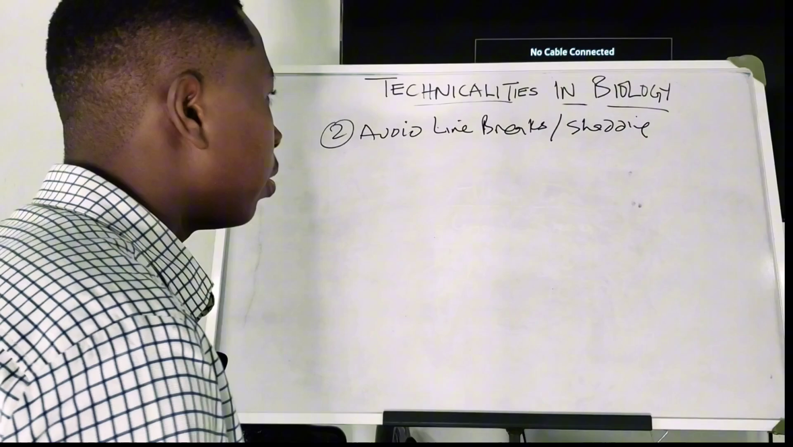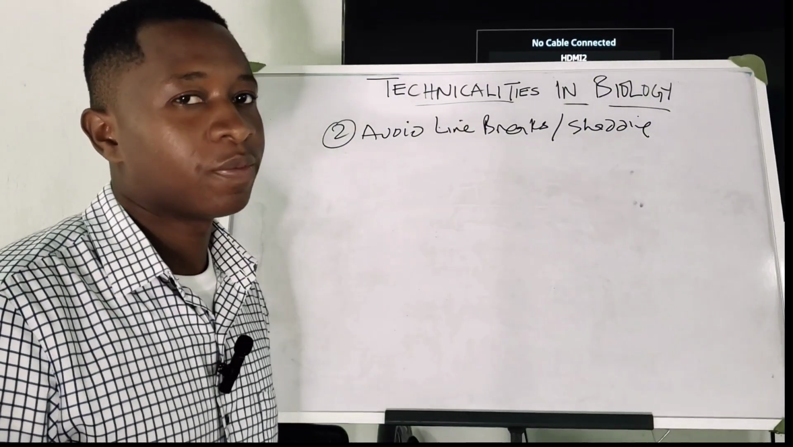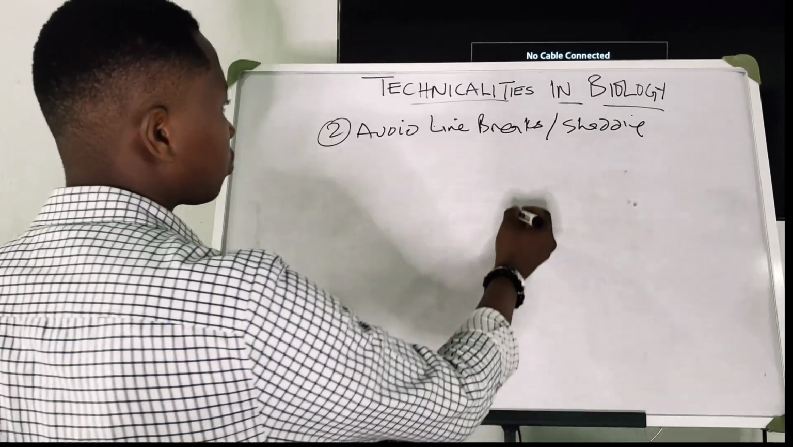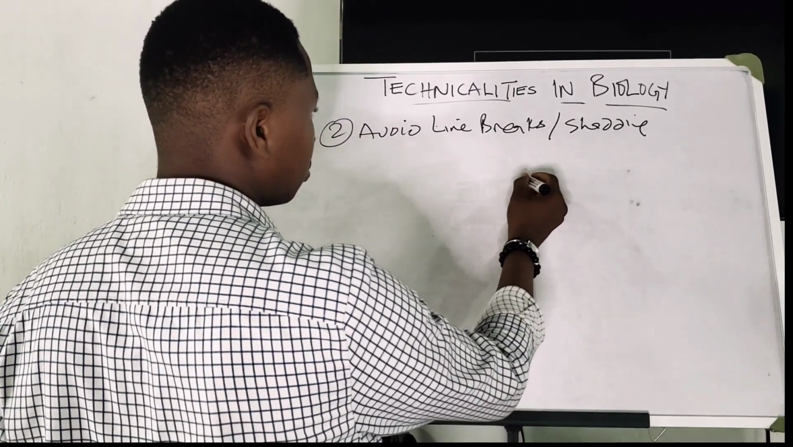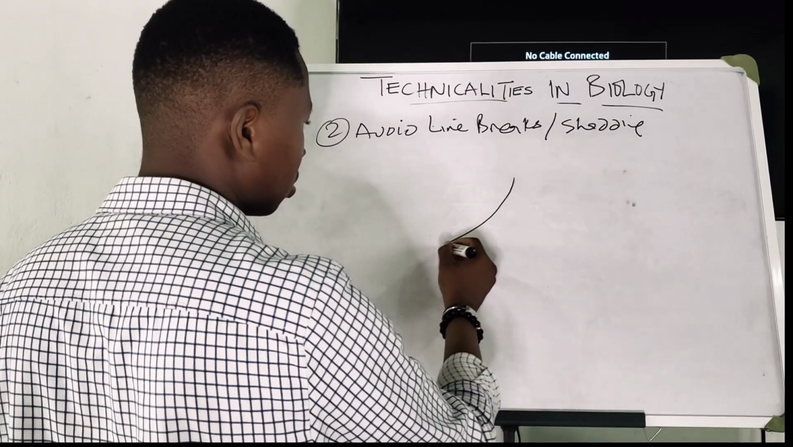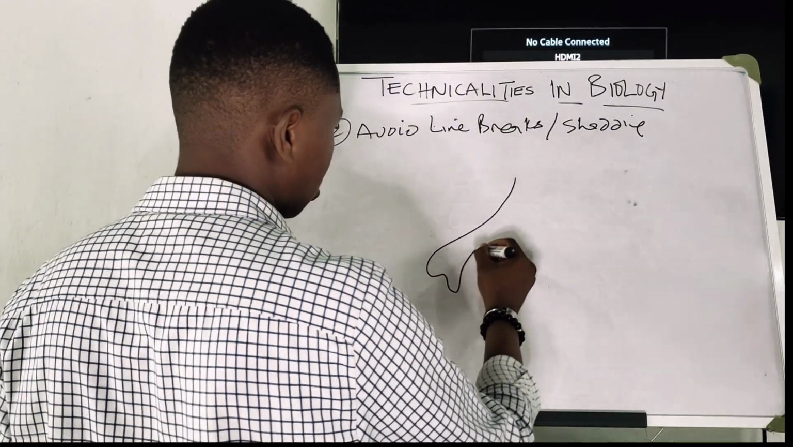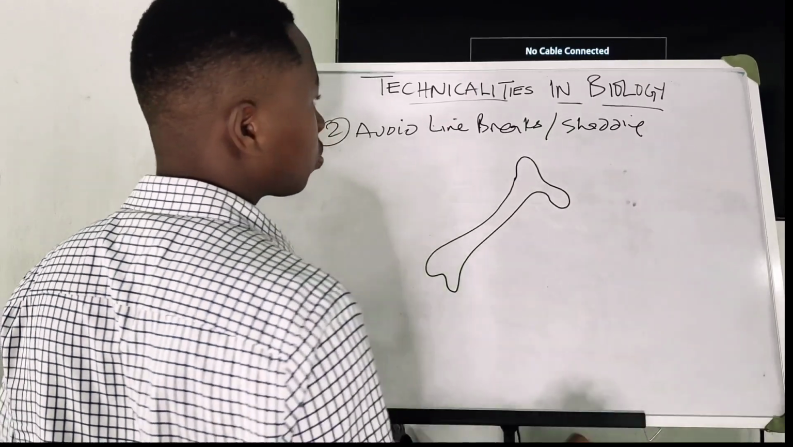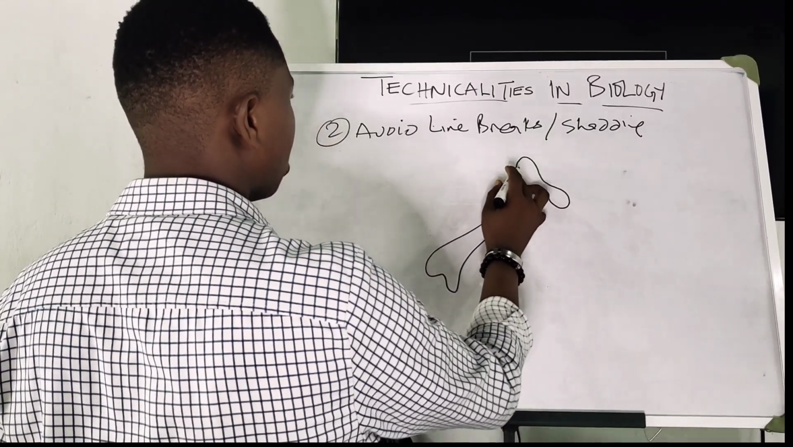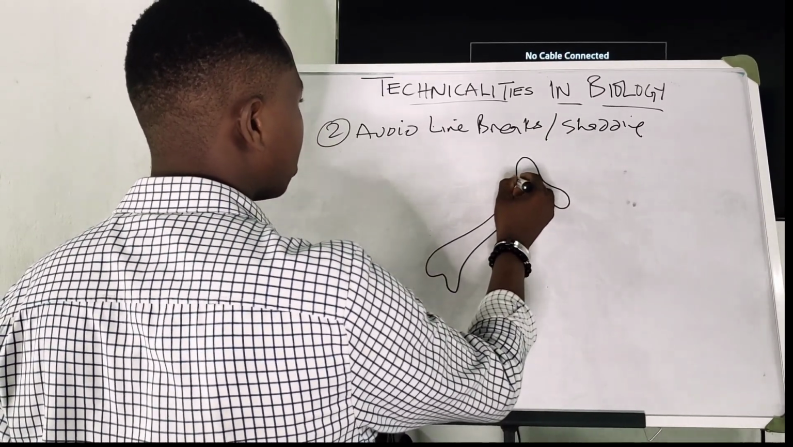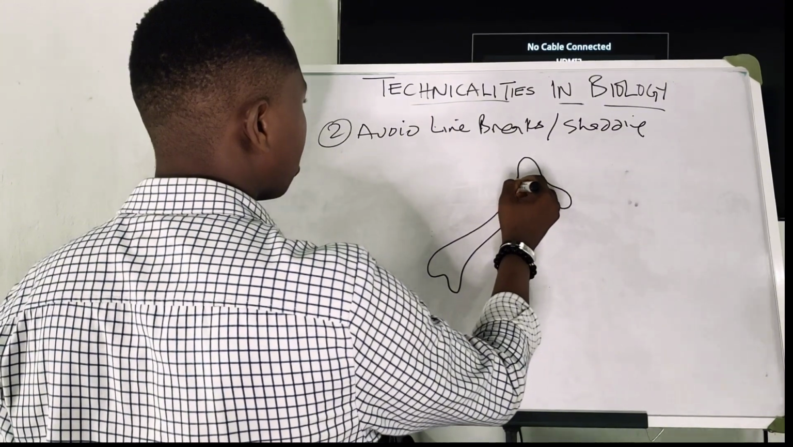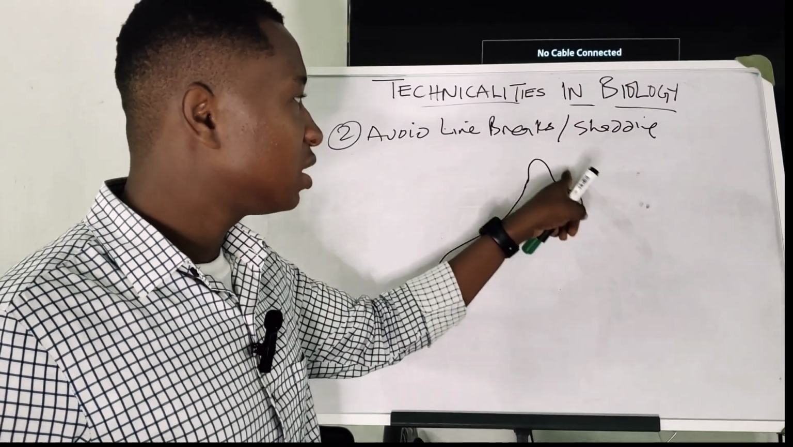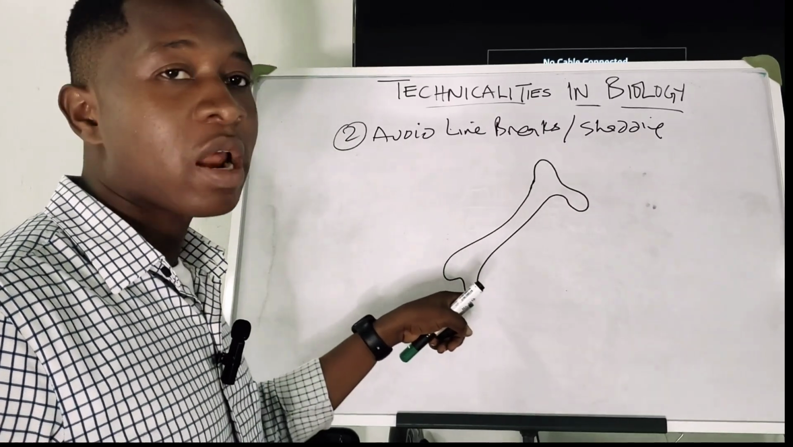Let's assume we want to draw a particular specimen. Let's take one of our specimens for 2024 WAEC, the femur bone. This is how it should be drawn. There should be no line breakage. This is just because it's a marker. Now, you see how this diagram is neat? That's how your diagram should be.